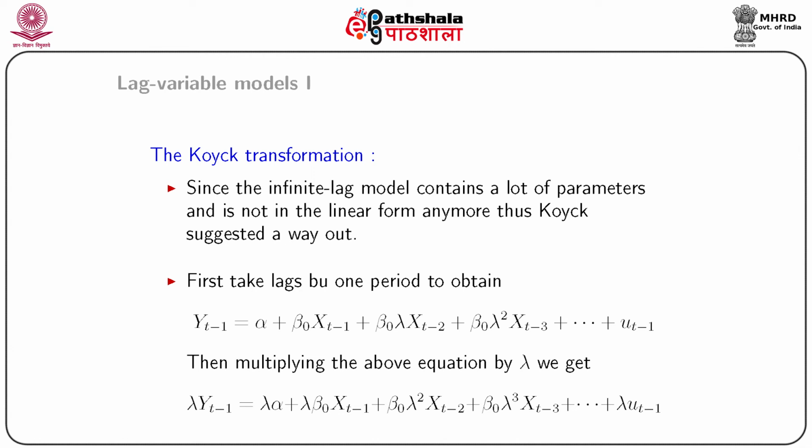First he takes a lag by one time period to obtain yt minus 1 equals alpha plus beta 0 xt minus 1 plus beta 0 lambda xt minus 2 plus beta 0 lambda square xt minus 3 and so on plus ut minus 1. He then multiplies the above equation by lambda and we get the following expression: lambda multiplied by yt minus 1 equals lambda alpha plus lambda times beta 0 xt minus 1 plus beta 0 lambda square xt minus 2 plus beta 0 lambda cube xt minus 3 and so on plus lambda times ut minus 1.